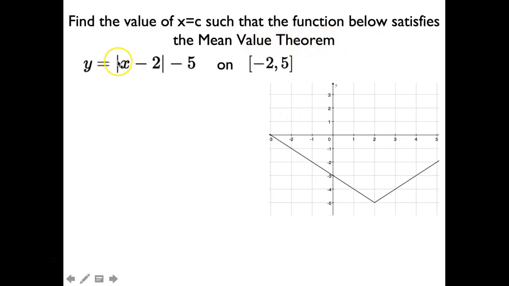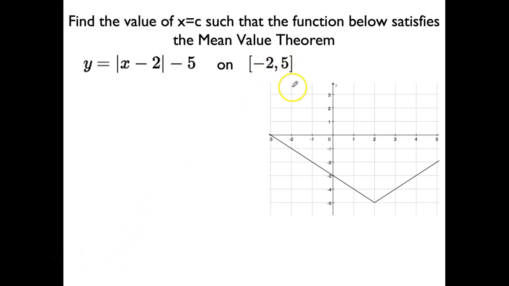Okay, now you guys should know an absolute value does a weird sharp turn, which you can see here. And it occurs wherever it's equal to 0. So here you can see that the inside of here would be equal to 0 at 2. So you know it's going to do a sharp turn at 2. Now look at the interval we're focusing on.